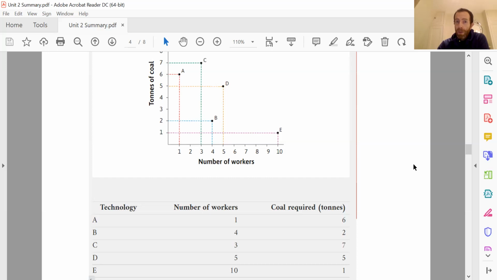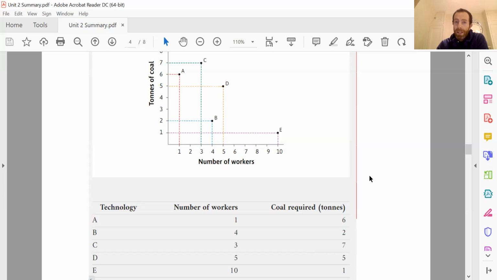So how do they make the choice? Well, the first thing they might do is just rule out technologies which we could say are strictly dominated, as in ones that just really don't make sense. So C, for example, doesn't make sense, right? Why not? Because C requires 3 workers and 7 tons of coal, whereas A requires fewer workers, only 1, and fewer tons of coal. So there seems to be no reason why you would choose option C, right? When you could achieve the same output with fewer workers and fewer tons of coal.